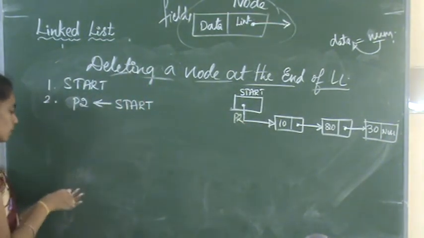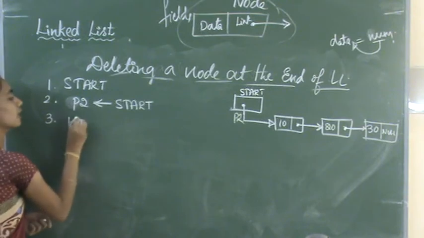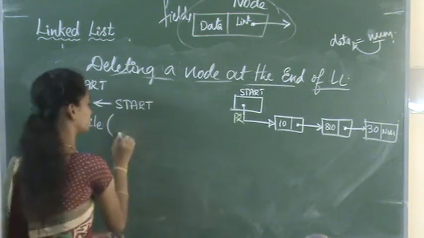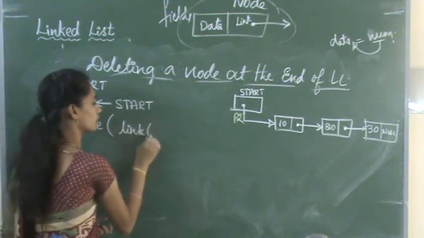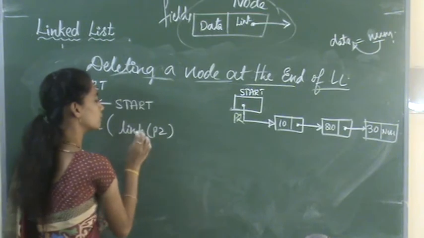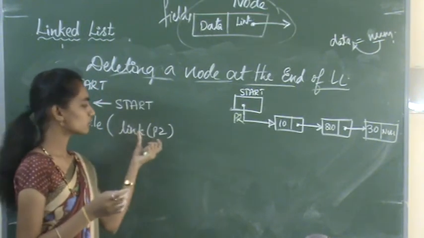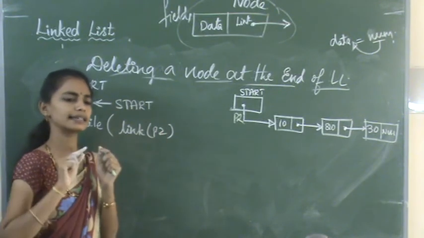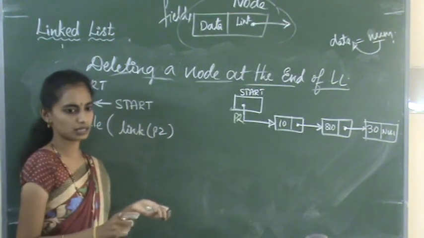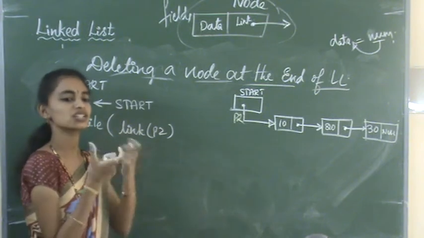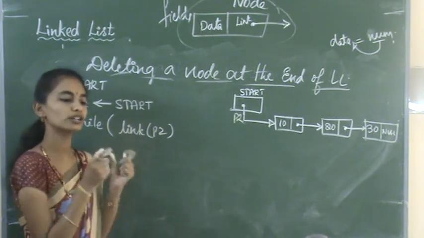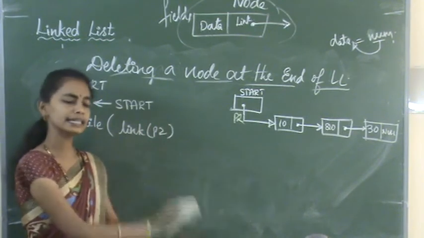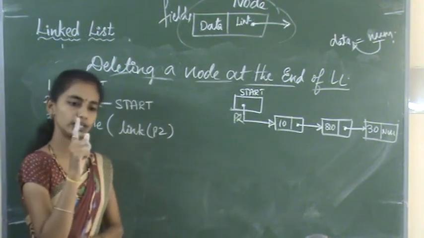After this, I have to check while link of P2. Why do I take the link? Because we have to check whether it is null or not. Only the link field contains either null or an address, while the data field contains the data. We cannot check the data, only the link. If the link is null, we have to delete that element. Why? Because it contains only a single element.